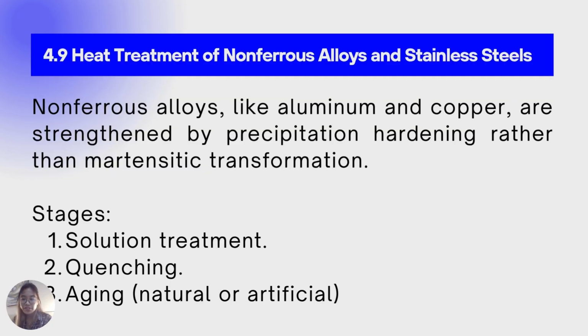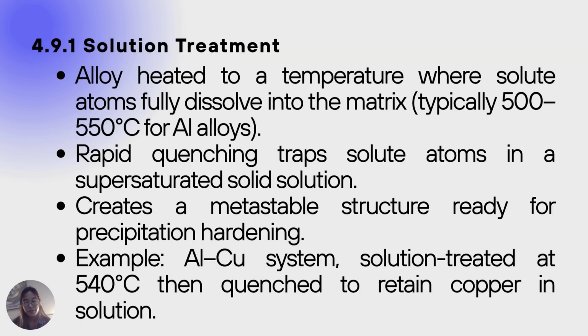Non-ferrous alloys such as aluminum, copper, and titanium do not undergo the same transformation as steel. Instead, they are strengthened by strain hardening, solid solution strengthening, and especially precipitation hardening. These processes improve yield strength without significantly increasing weight, which is why aluminum and titanium alloys are widely used in aerospace and transportation. Now we move on to solution treatment, which is the first step in the heat treatment of many non-ferrous alloys, especially aluminum alloys.